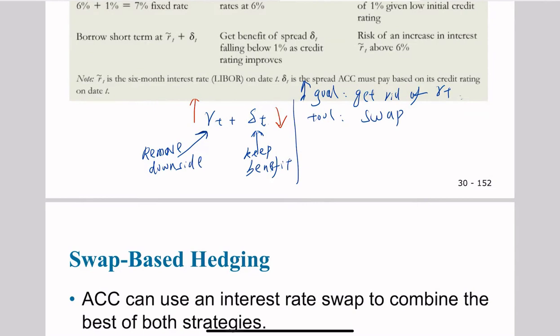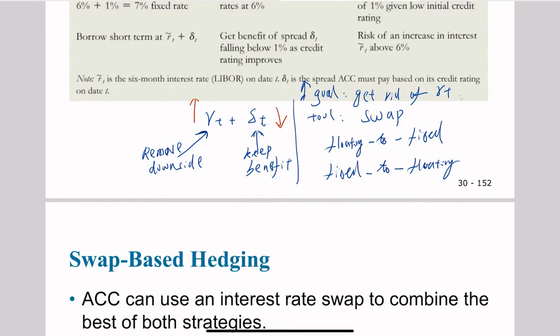So we mentioned there are two kinds of interest rate swaps. The first is, let's say, floating to fixed. In this case, the firm pays a floating rate and gets the fixed rate. And in the second case, it's fixed to floating. So in this case, the firm pays a fixed rate and gets a floating rate.